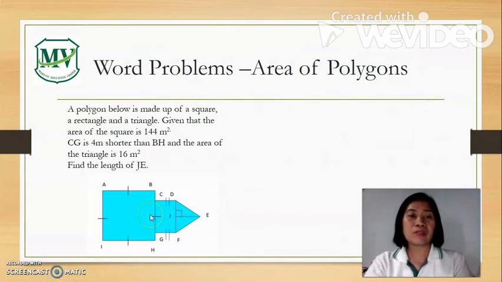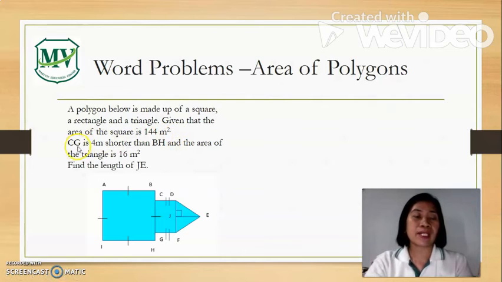Let's move on to the last word problem for today. A polygon below is made up of a square, a rectangle, and a triangle. Given that the area of the square is 144 square meters, side CG is 4 meters shorter than side BH, and the area of the triangle is 16 square meters. Find the length of side JE.